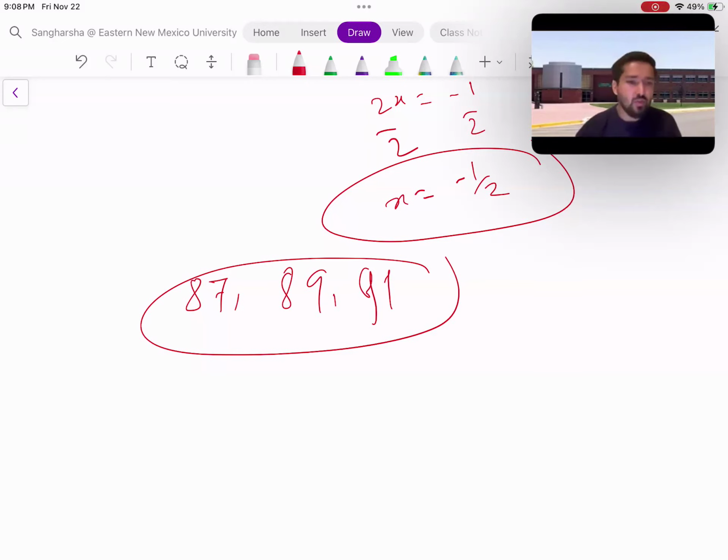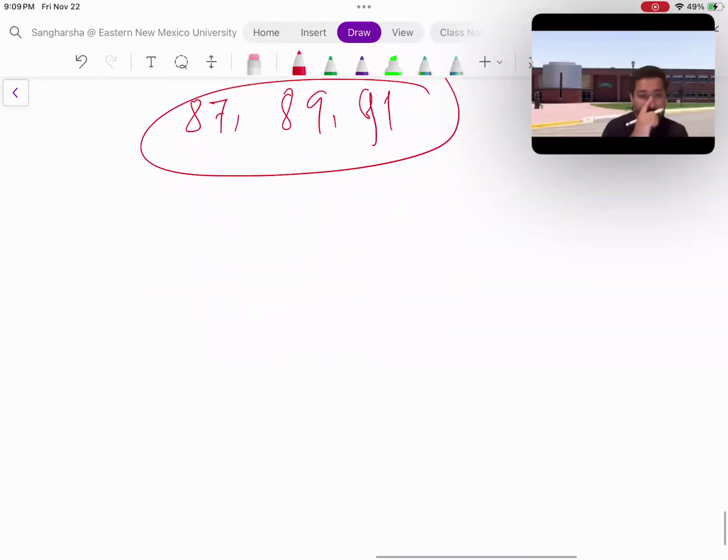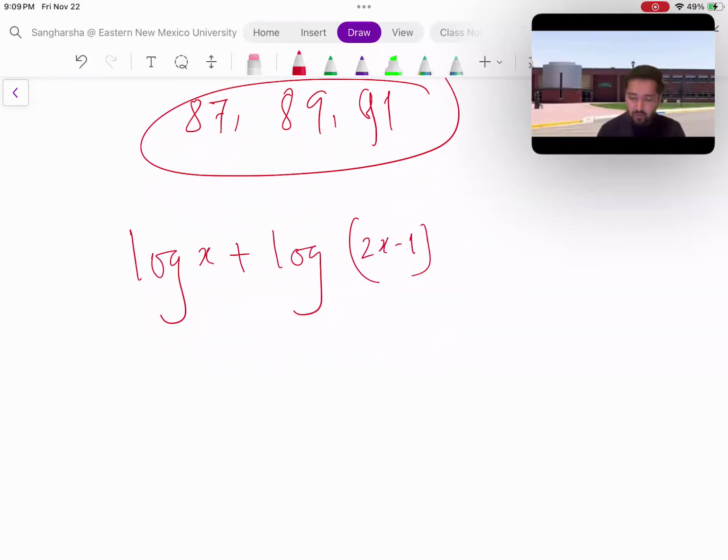Okay, now these three are our log equations, and you'll have, I think, 1 or 2 log equations to solve. So 87, here we have log of x plus log of 2x minus 1 equals 1. So this is our 87 log equation, and we are asked to solve this equation. Now, what is the first step whenever we are solving log?